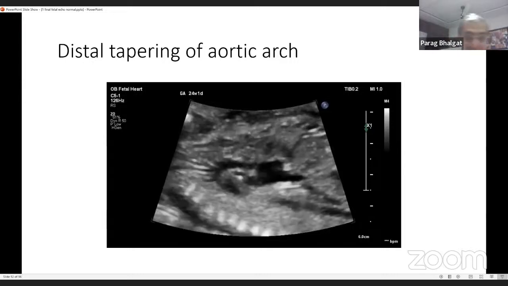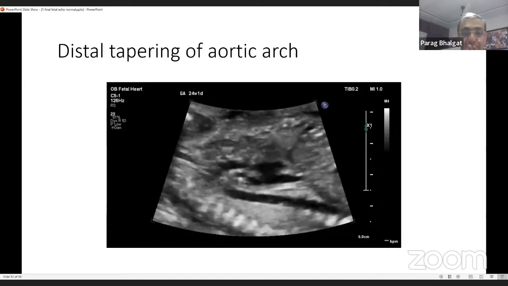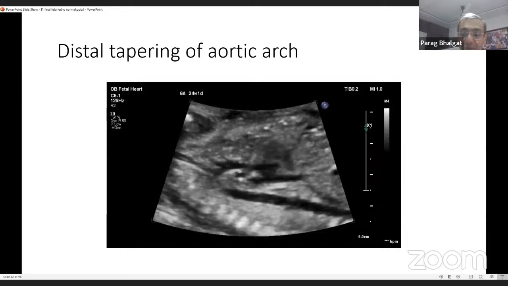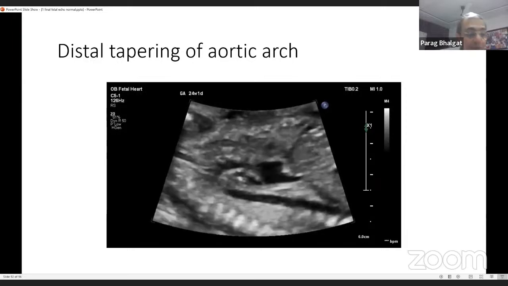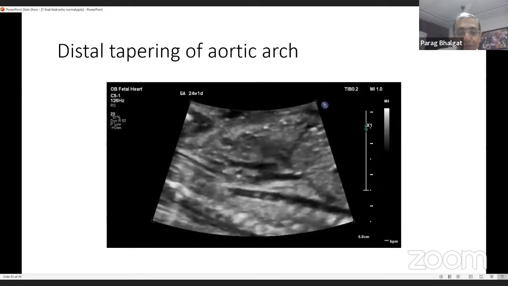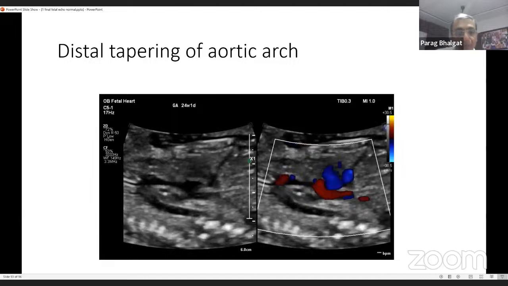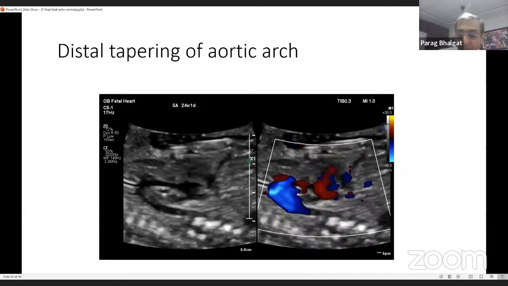So this is the aortic arch. Let's appreciate a distal tapering of the arch. We can appreciate a neck vessel coming from the aorta. This is again the aortic arch with color Doppler. Appreciate a distal tapering.